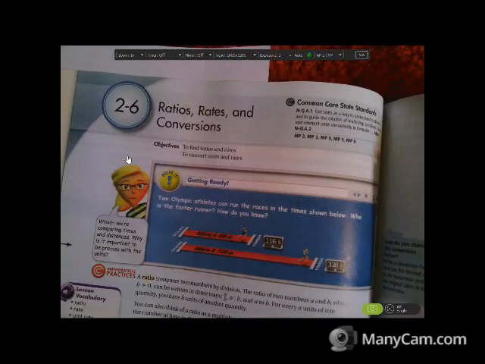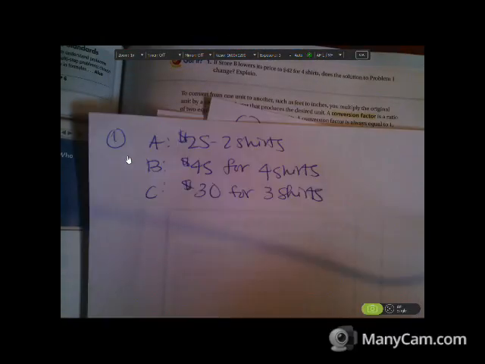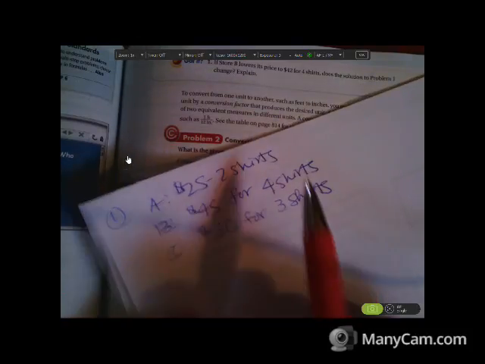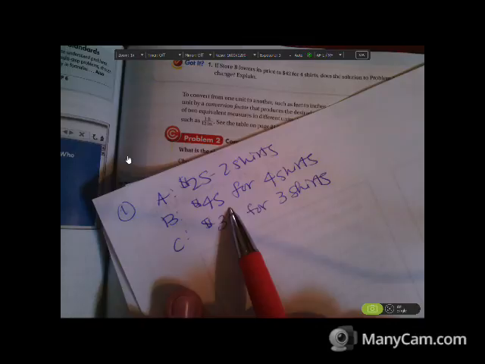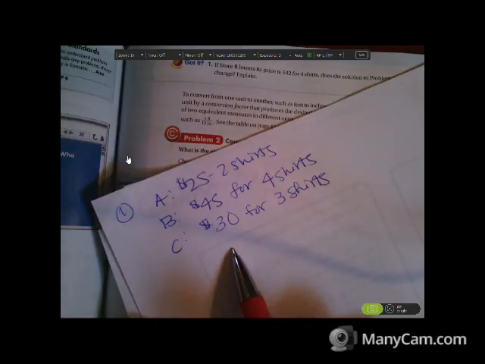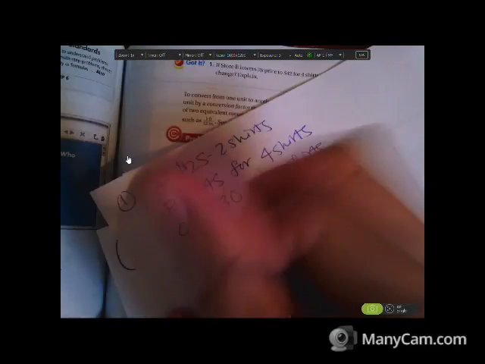Alright, so let's look at problem 1. We're comparing unit rates. And unit rates is when the denominator is 1 unit. Alright, so you are shopping for t-shirts. Which store offers the best deal? So, store A, $25 for 2 shirts. Store B is $45 for 4 shirts. Store C is $30 for 3 shirts. So, the way to do it is compare the unit rates.